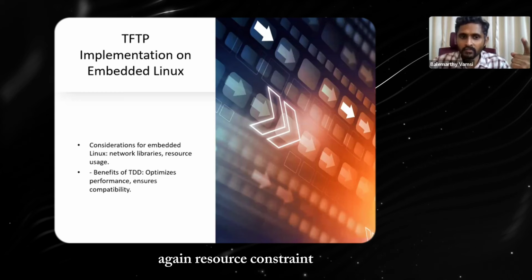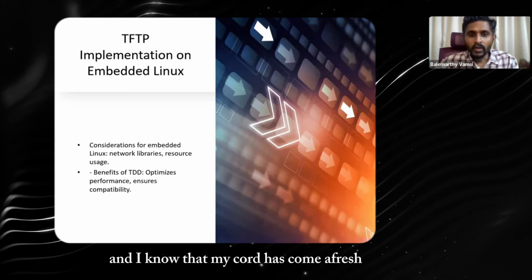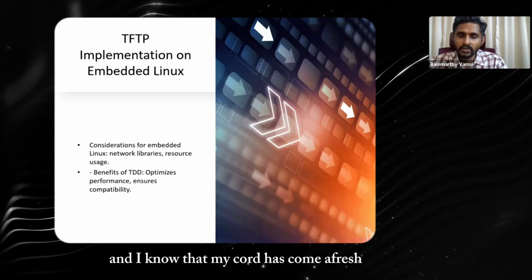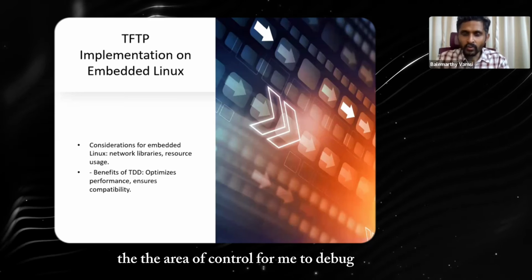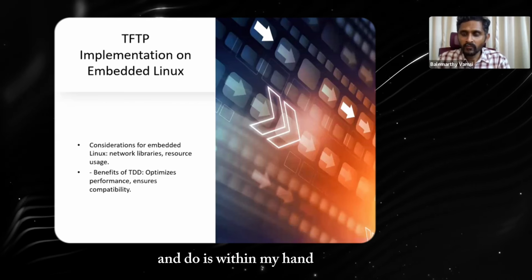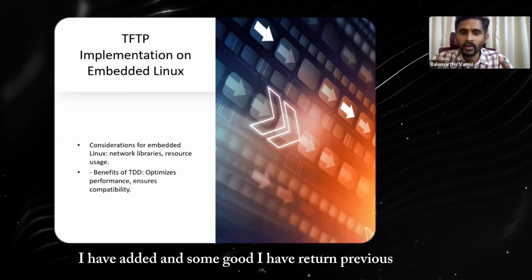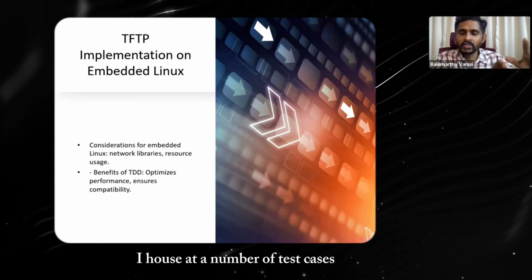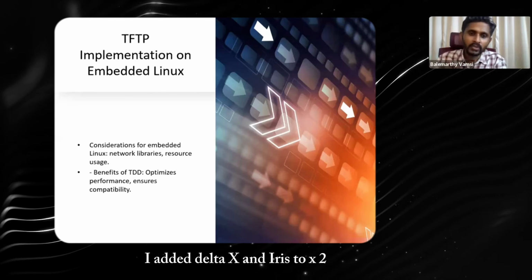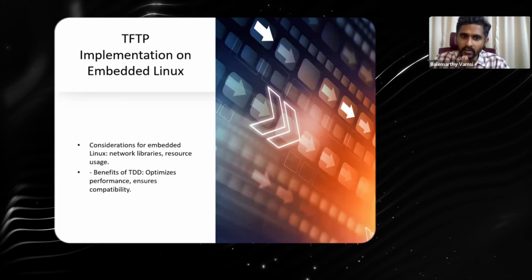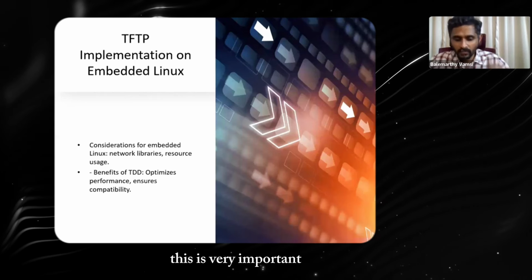Again, resource constraint, fewer bugs. If something is not working and I know that my code has come afresh, along with my code I brought in another library, the area I have to debug is within my hand, not so vast. A key library, a do library I have added, and some code I have written. Previously, I had a certain number of test cases which will automatically ensure that till point X1, things are fine. From X1, I added delta X and reached X2, and something is not working. So libraries, resource usage, optimized performance and ensured compatibility. This is very important.